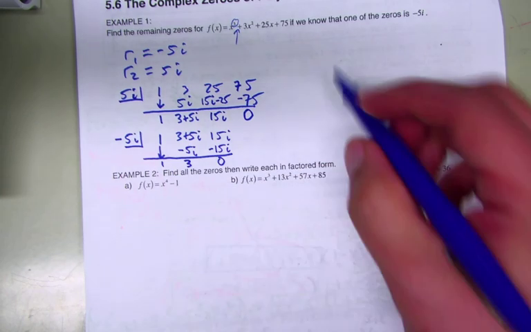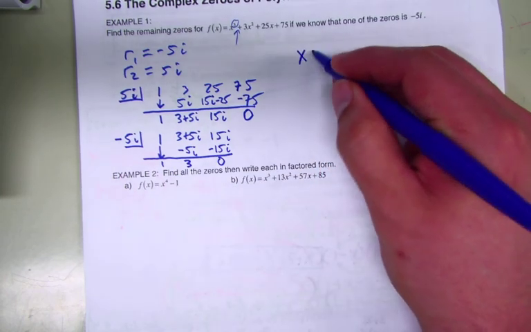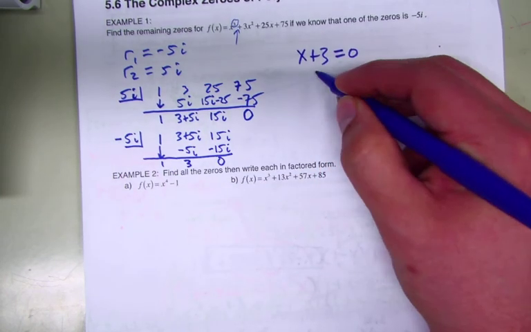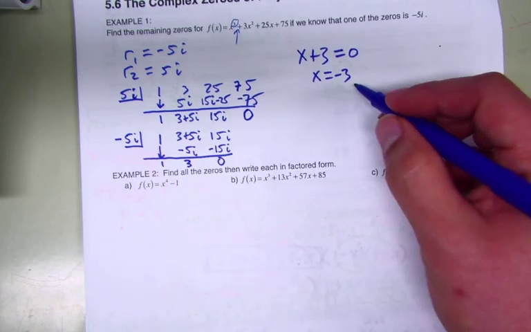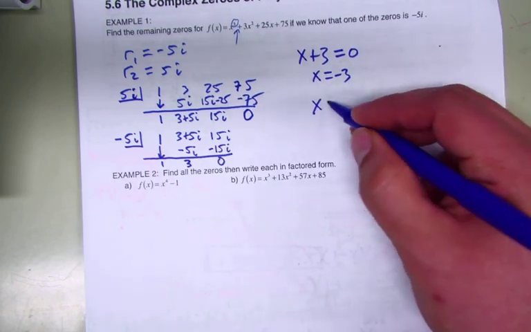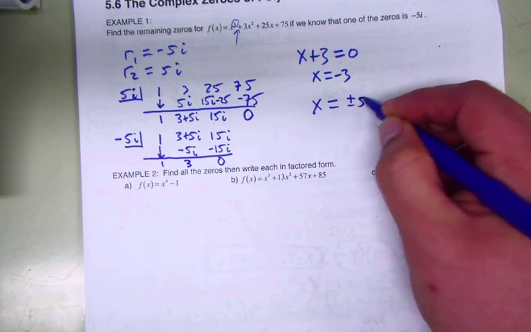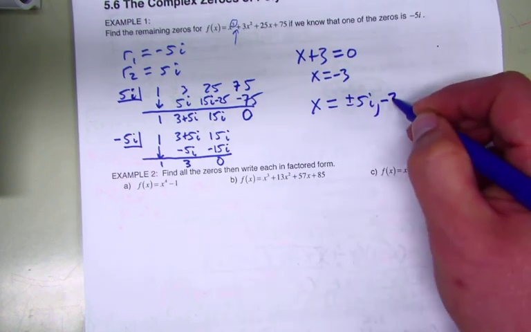And so what's left here? x plus 3 equals 0. So negative 3 is the remaining zero that we didn't know about. Okay? So our solutions are plus or minus 5i, and then also negative 3.